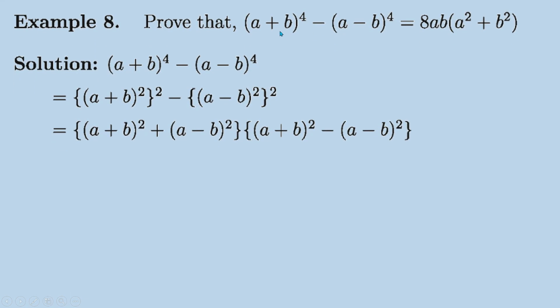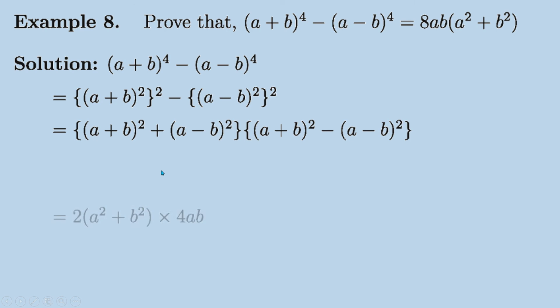Example 8. Prove that (a plus b) whole to the power 4 minus (a minus b) whole to the power 4 is equal to 8ab into (a square plus b square). Now for the solution, here given our left part, (a plus b) whole to the power 4 minus (a minus b) to the power 4. That means we can write ((a plus b) whole square) whole square, minus ((a minus b) whole square) whole square. That means a square minus b square, with a meaning (a plus b) whole square, and b meaning (a minus b) whole square. So this we can write as (a plus b) into (a minus b).